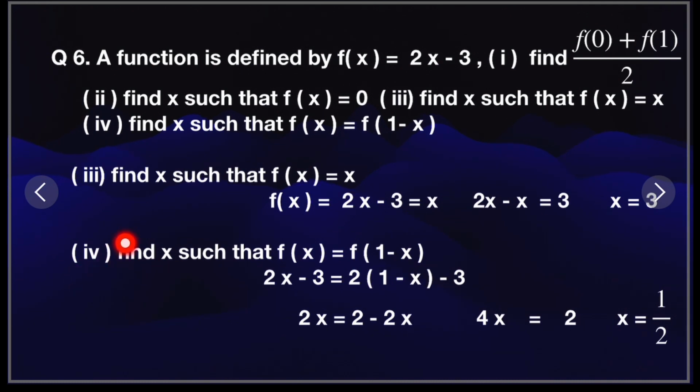Fourth sum, find x such that f(x) is equal to f(1 minus x). So you know this is f(x), and then f(1 minus x) means in place of x you should write 1 minus x. So 2 into 1 minus x minus 3. So these both are equal. Open the bracket and solve it. You will get x is equal to 1 upon 2.